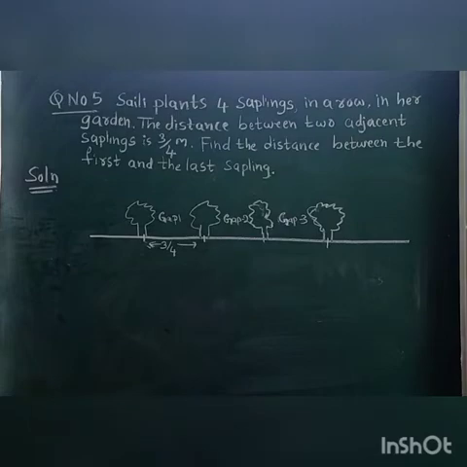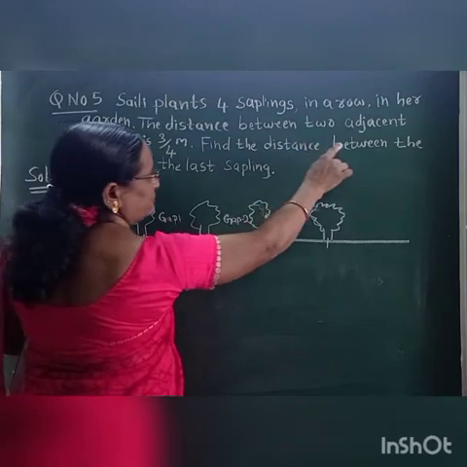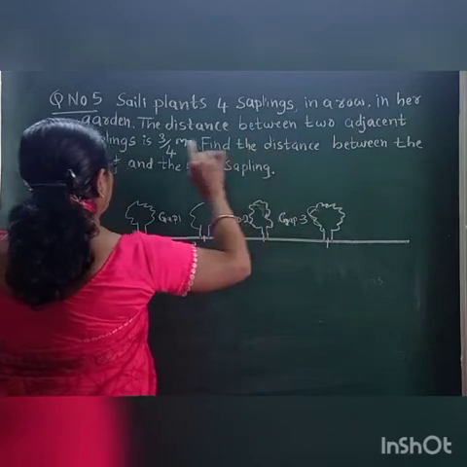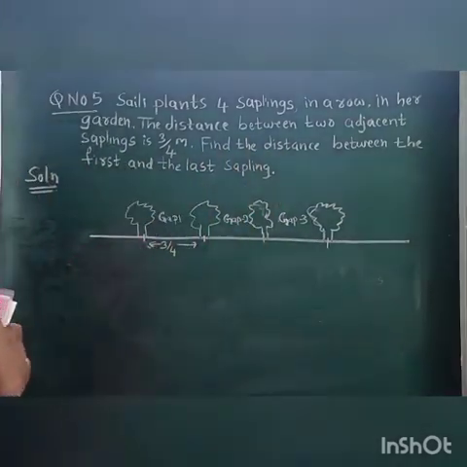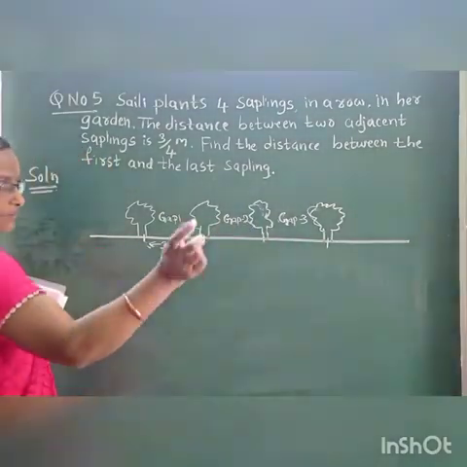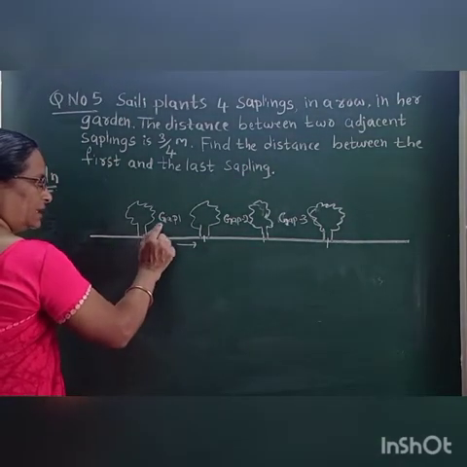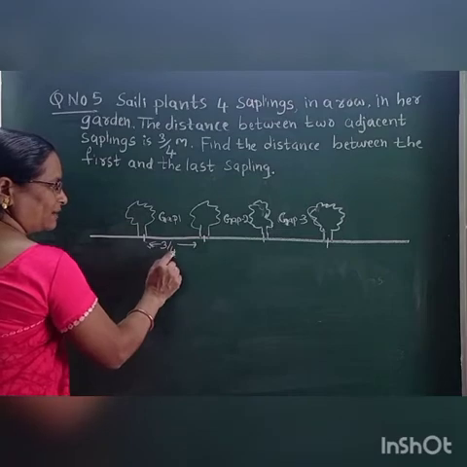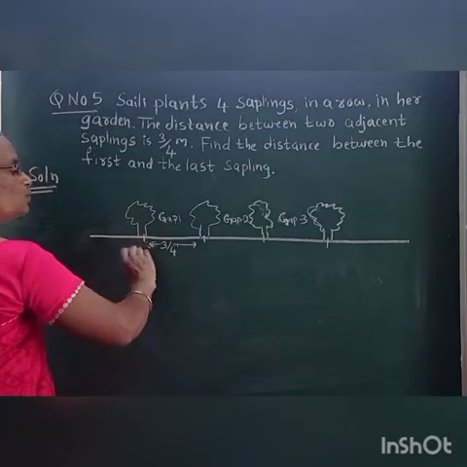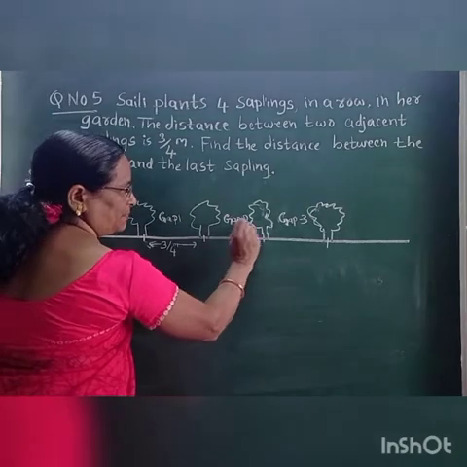Question number 5. Shaili plants 4 saplings in a row in her garden. The distance between 2 adjacent saplings is 3 by 4 meters. Find the distance between the first and the last sapling. See here, here are the 4 saplings. Then in one row, the gap between 2 saplings is 3 by 4 meters. Here is gap 1, second gap, third gap.